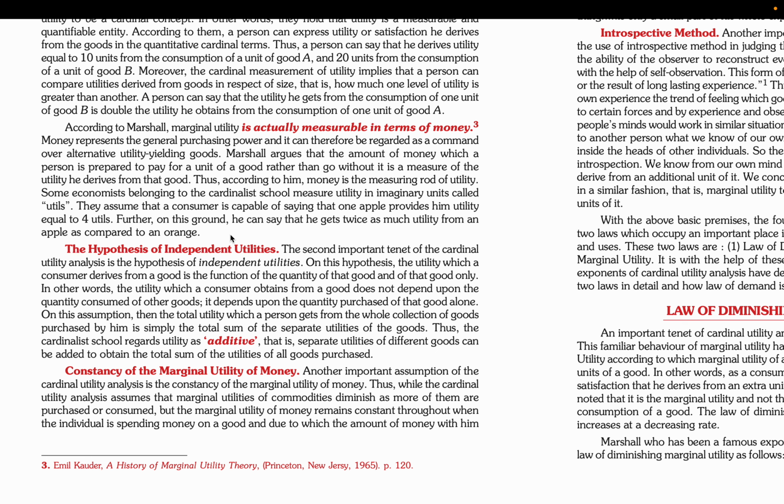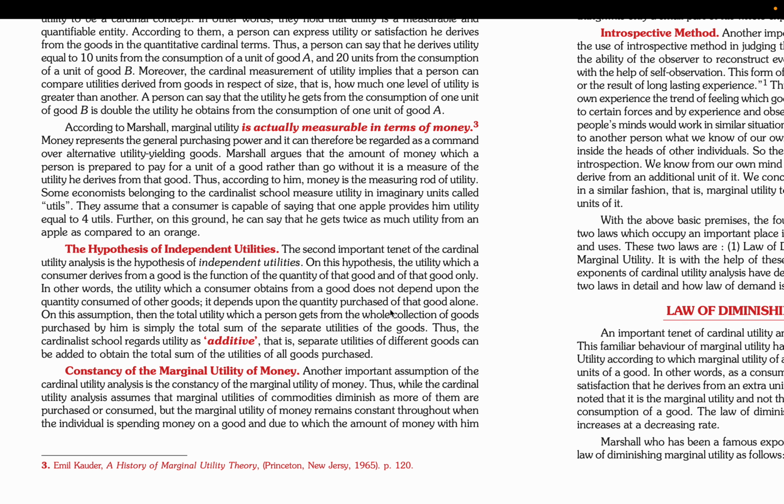So if a consumer derives some kind of utility from a good, it's a function of the quantity of that good and that good only, the quantity of that good that you consumed or are assuming to be consuming. In other words, the utility which a consumer obtains from a good does not depend upon the quantity consumed of other goods. It depends upon the quantity purchased of that good only. So only of that good, not the other goods.